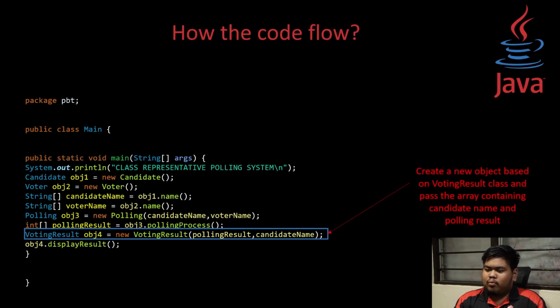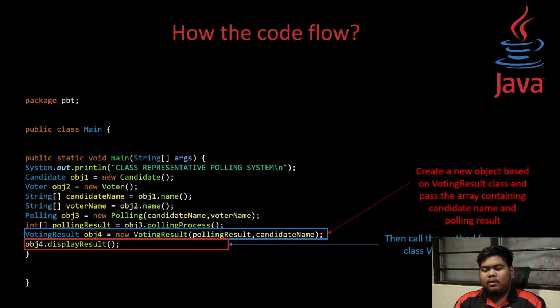So here is the last one. We create a new object based on the voting result class and pass the array containing candidate name and polling result. So we have polling result and candidate name that we want to pass when creating an object. And then we will call the method display result in the class voting result.